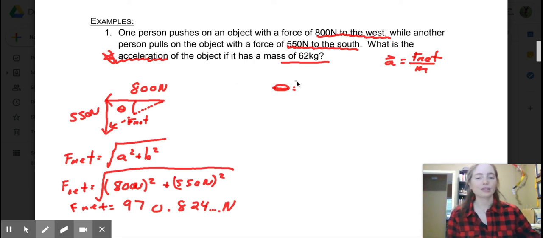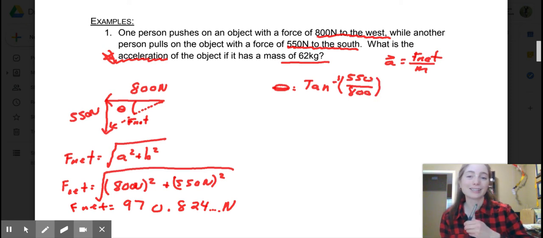So tangent is opposite over adjacent, and I'm trying to find theta. So my tan^-1 is what I use to find my angle. And so that is then going to be my opposite is the 550, and my adjacent is 800. Make sure your calculator's in degrees, ladies and gentlemen, because if it's not, you're going to have a rad time.